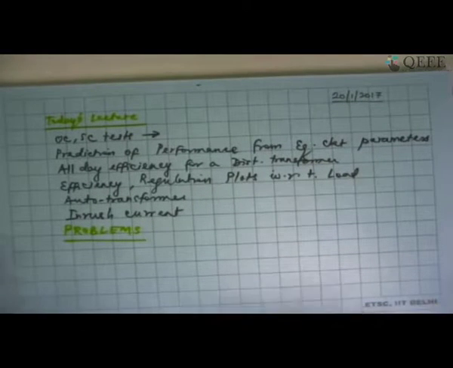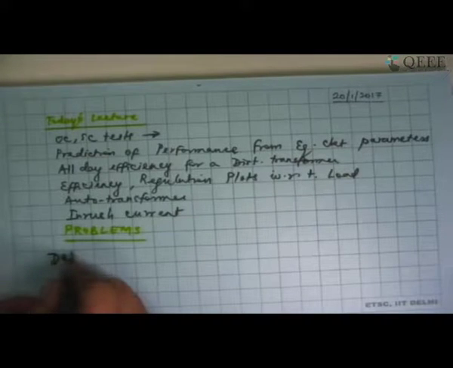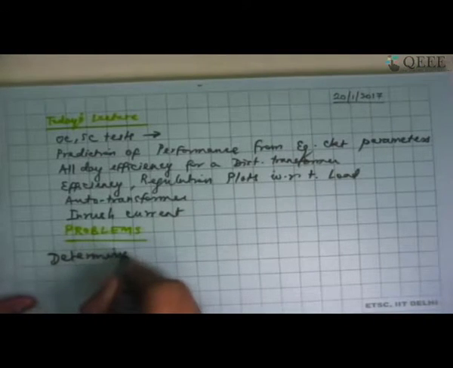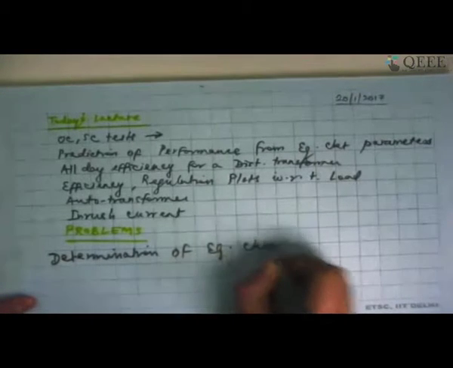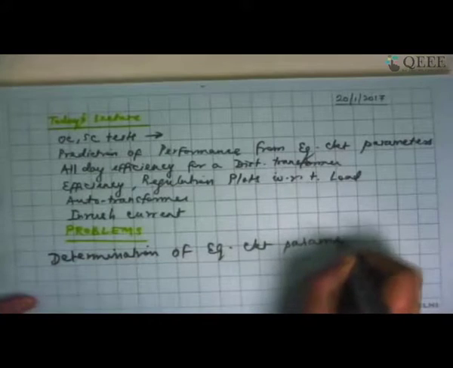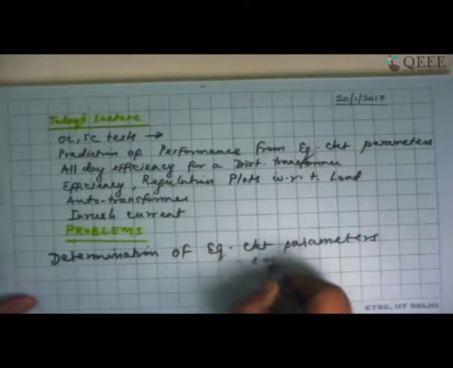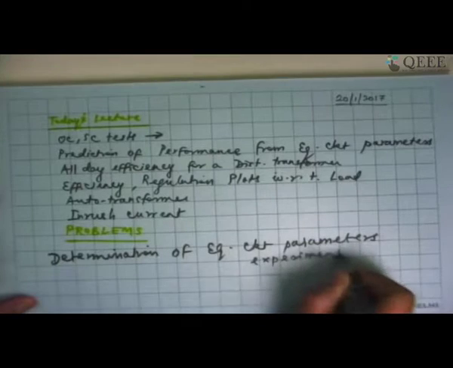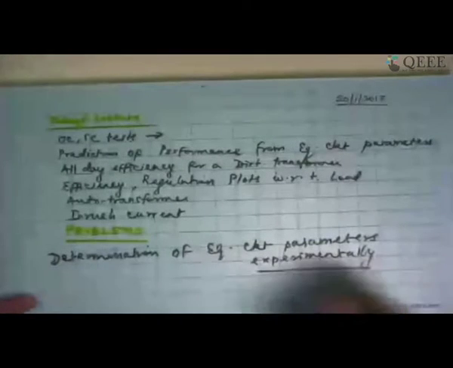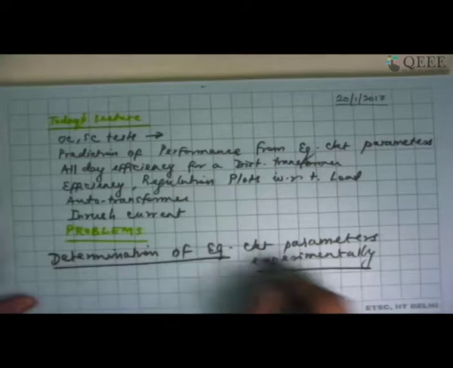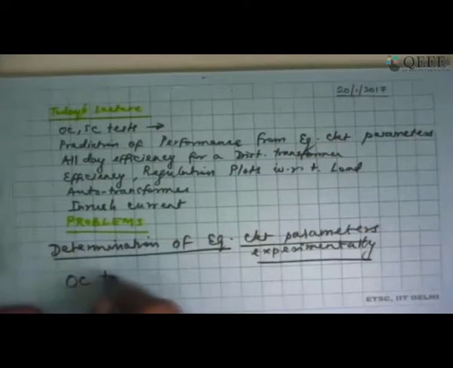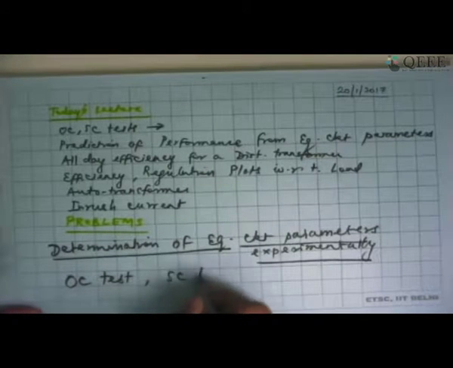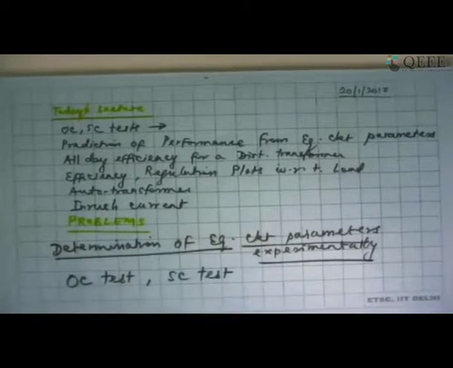So let us start off with determination of equivalent circuit parameters experimentally. So we are going to look at basically two tests which are mainly conducted for a transformer so that the equivalent circuit parameters can be determined. That is OC test and SC test. So open circuit test and short circuit test. These are the two things that we are going to take a look at.